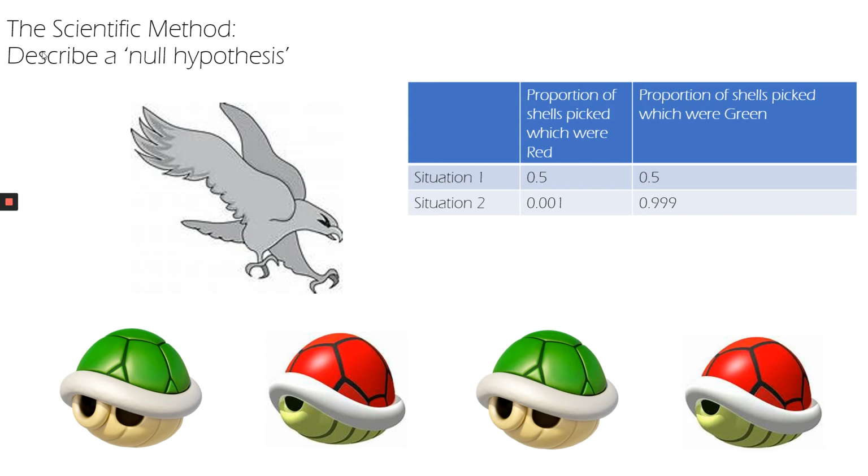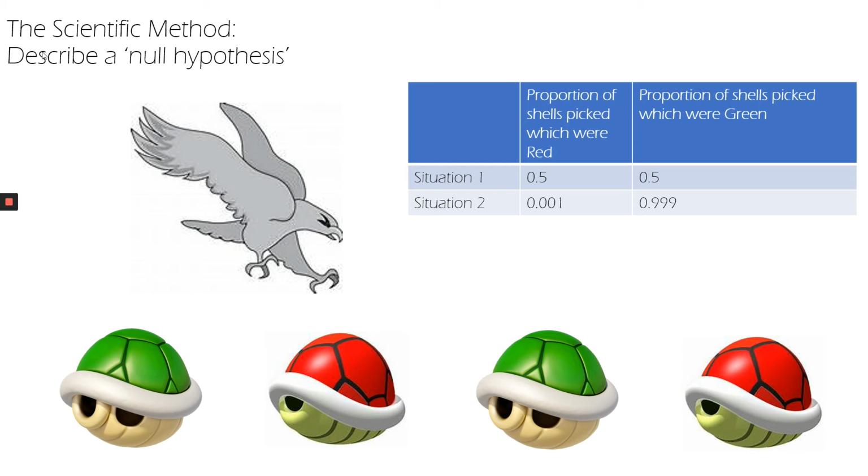If an investigation took place to find out if eagles had a preference for prey with red or green shells, the null hypothesis would be that there was no difference in the proportion of shells picked which were green or red. So if the researcher investigated this and found situation 1, which you can see in the table, where there's an equal proportion of red or green shells that are being picked, then they would accept their null hypothesis. That doesn't mean we've proven anything, it just means that we weren't able to disprove the null hypothesis this time.